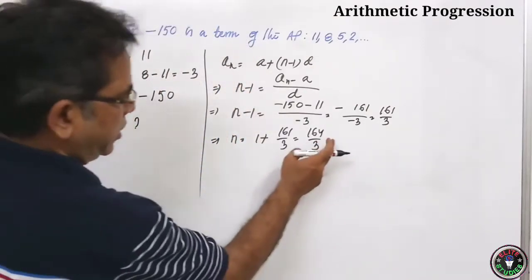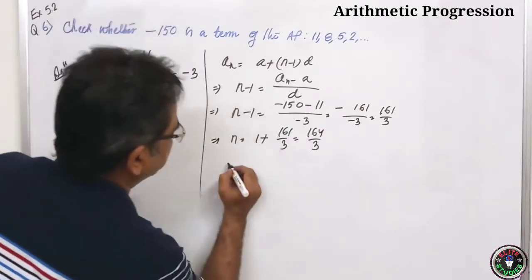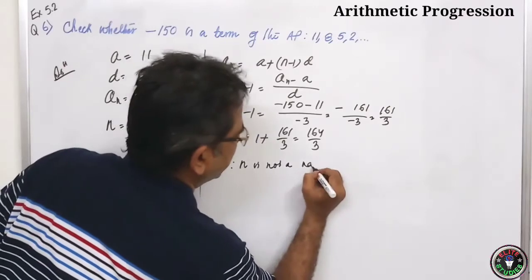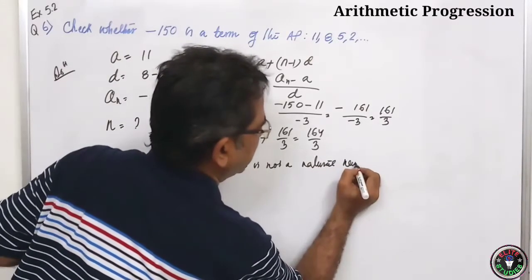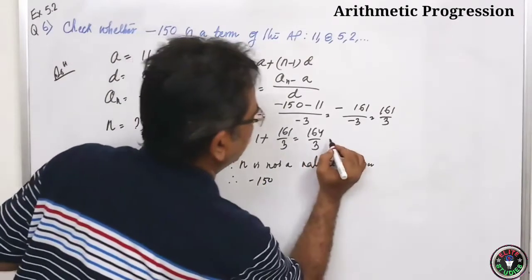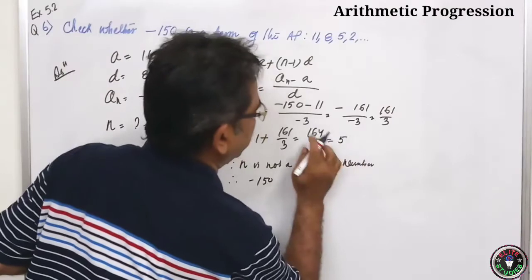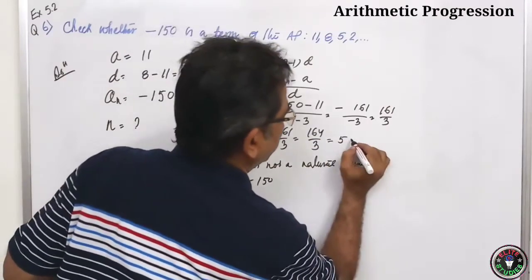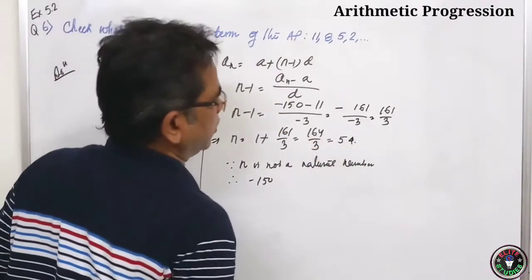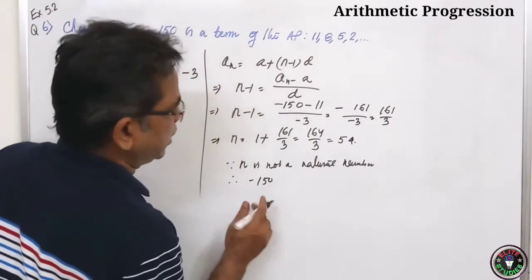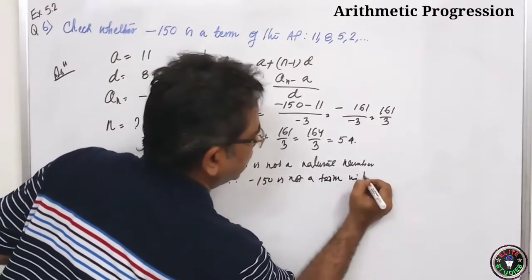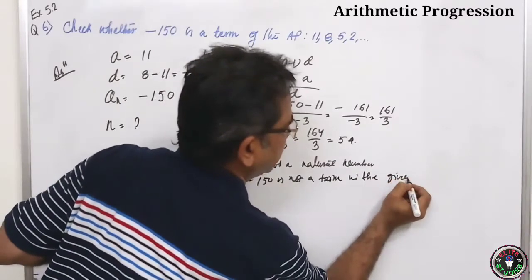Now see, it is not divisible. Since n is not a natural number, minus 150 is coming out to be 54 point something. It is coming like this, 54 point something. Therefore, minus 150 is not a term in the given AP.